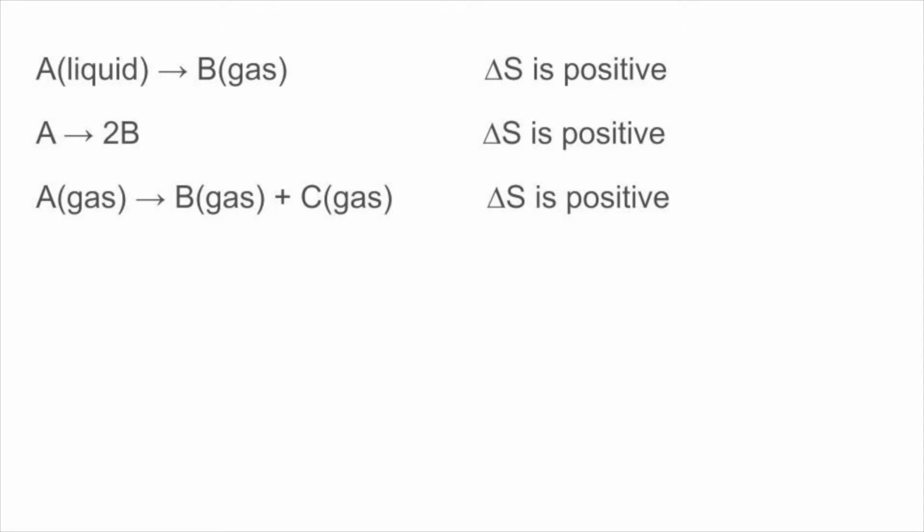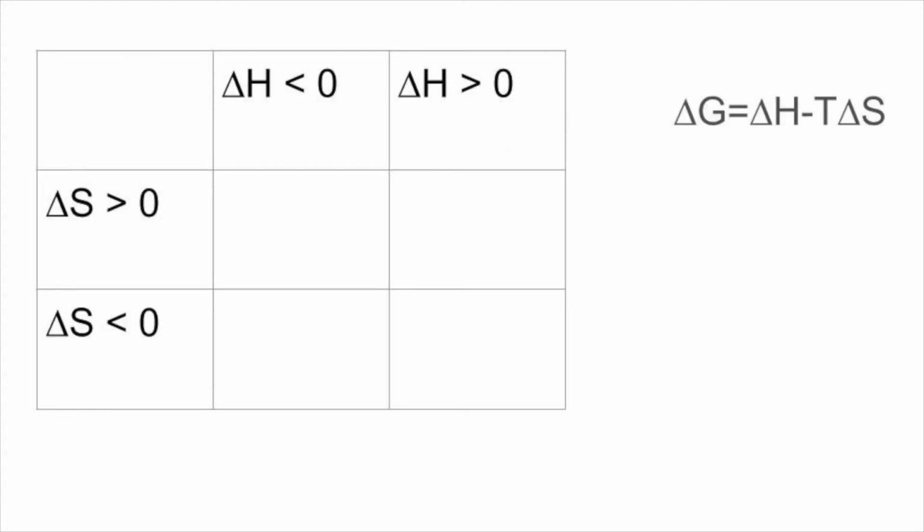Determining the sign for the delta S from a reaction is pretty easy. It is determined by phase changes, the number of moles, or the gas volume in the reaction. For the first example, it goes from a liquid to a gas, so it becomes more disordered and therefore delta S is positive. In the second example, the reactants are converted into 2 moles of products, which is more disordering because there's more moles of products, so delta S is positive again. And in the third example, the volume of the gas increases because 1 mole is being converted into 2 moles of gas.